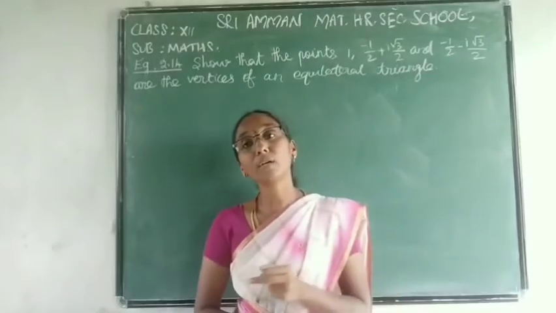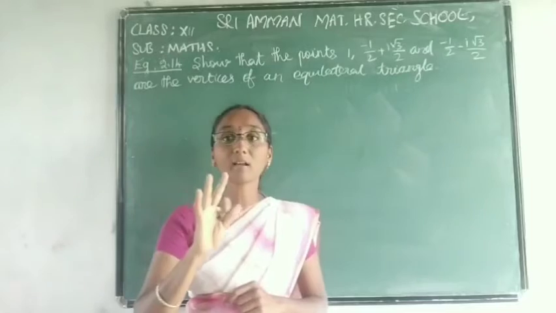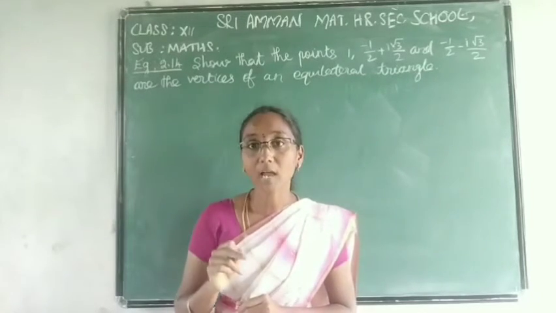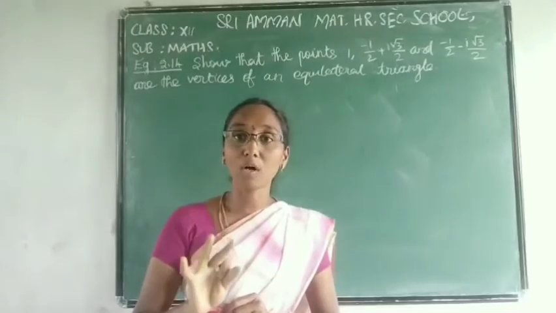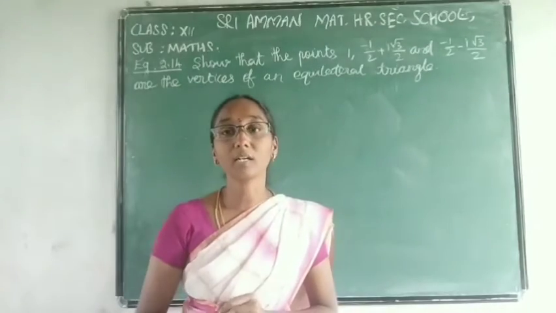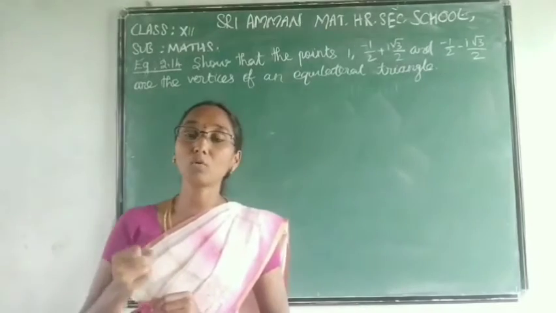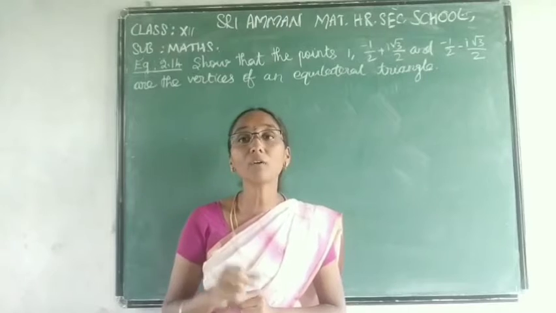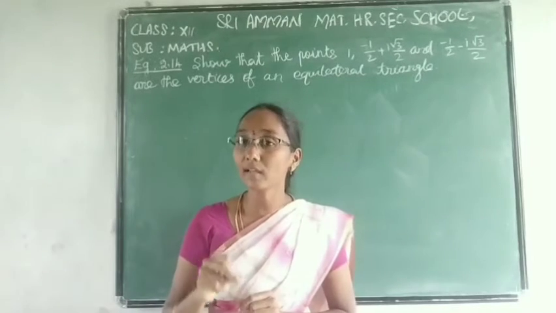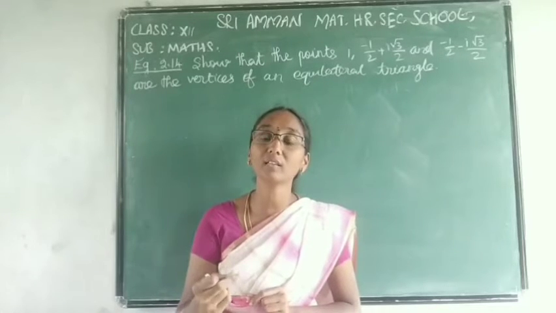What is meant by equilateral triangle? An equilateral triangle has three sides equal. Okay, if a triangle has three sides equal, then the triangle is called an equilateral triangle. Okay, how do you find out the three sides are equal? The lengths of the sides of the triangle are equal. Okay, then how do you find out the length?